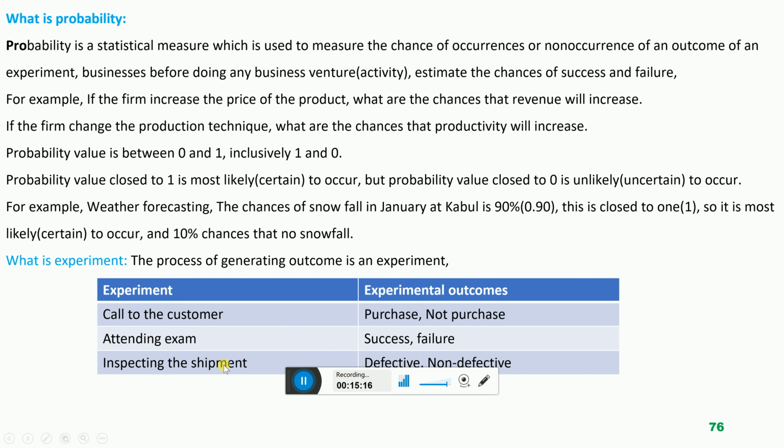Inspecting the shipment is another experiment, meaning a food inspector is inspecting the incoming food on a sea shipment. This is one experiment, that the inspector is inspecting the food items. But this experiment carries two possible outcomes. One, a defective item. It is possible that there is a problem in the food item, a problem in the product. And the other outcome, non-defective. So any process of inspection is an experiment. Inspecting anything is one experiment. It will generate two possible outcomes: the product is defective or non-defective.